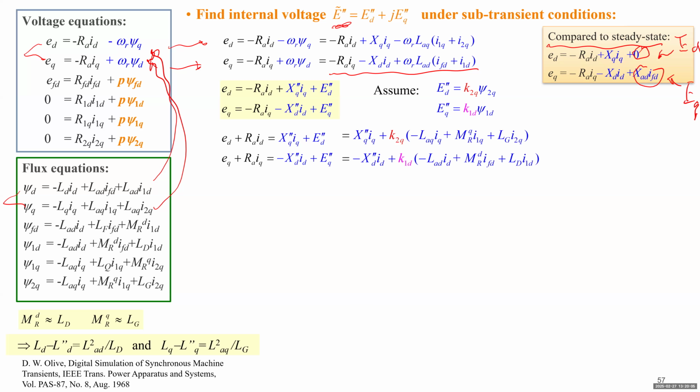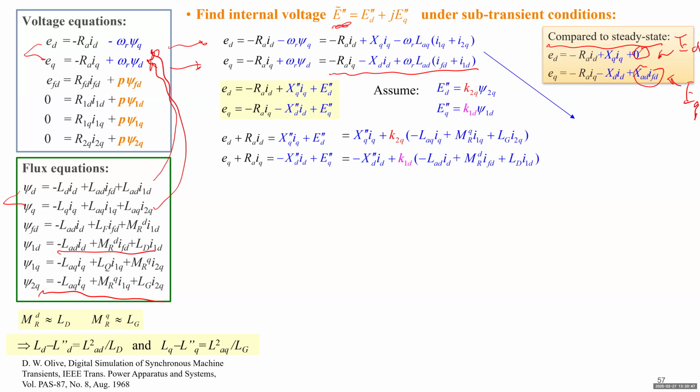Next we move on. Then you just need to replace ED double prime by this item, and here by this item, and then you can utilize the two flux linkage equations about psi 2Q and psi 1D. So psi 2Q will be the bottom one. You have psi 2Q from here, and you have psi 1D from here. So you plug in those two items in here in the parentheses. And next step, you just solve for K2Q and K1D. You just go ahead and solve it.